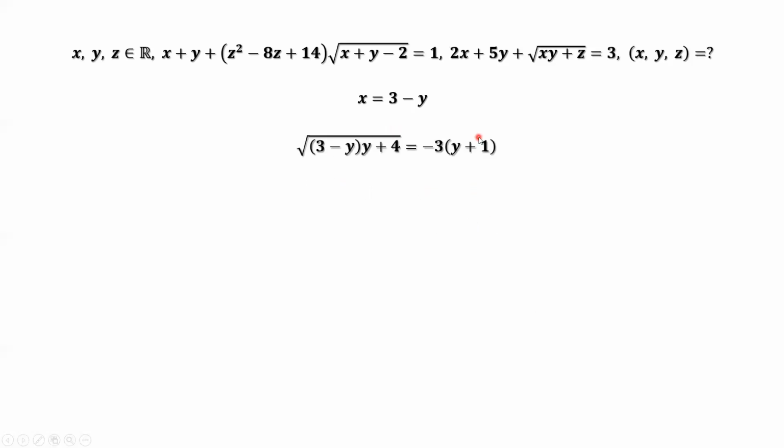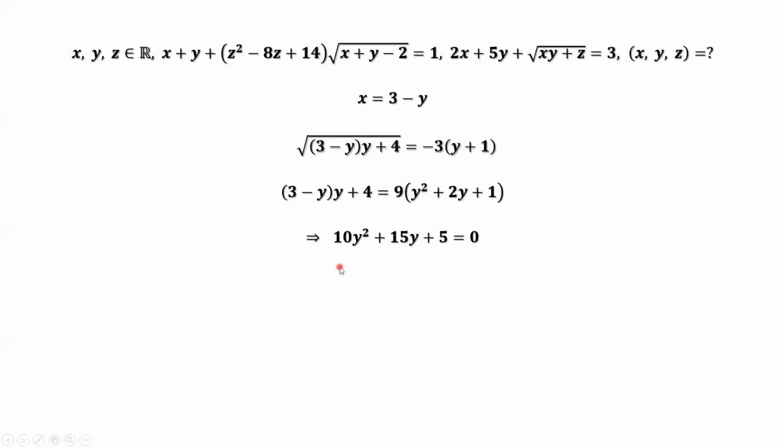How to solve this equation? We need to get rid of the root sign first. How? Taking squares on both sides. Be careful. When you are taking squares on both sides of an equation, we may have possible extra solutions for y. Therefore, when we find y values, we have to come back to check if y is an extra solution. Squaring both sides, we have (3 minus y) times (y plus 4) equals 9 times (y squared plus 2y plus 1).